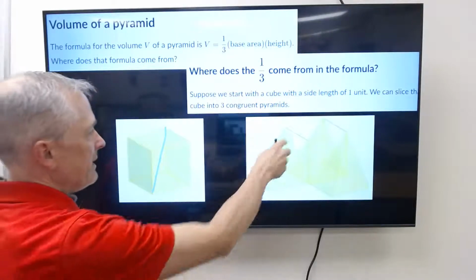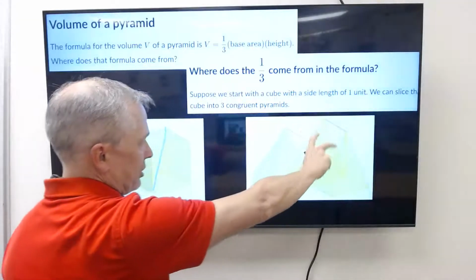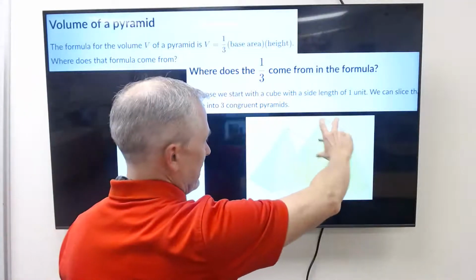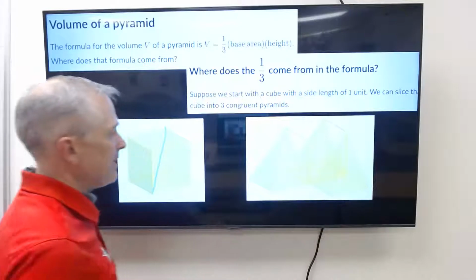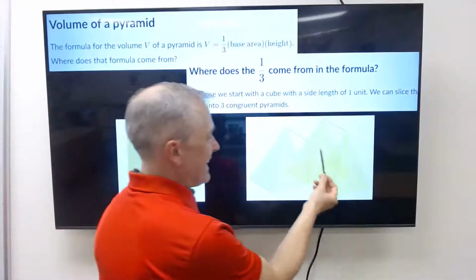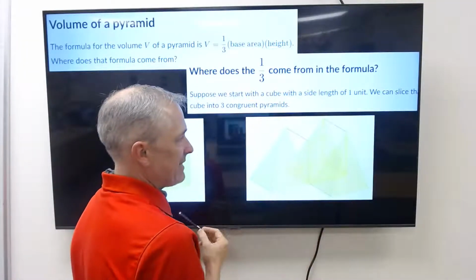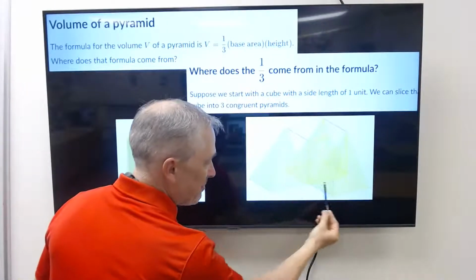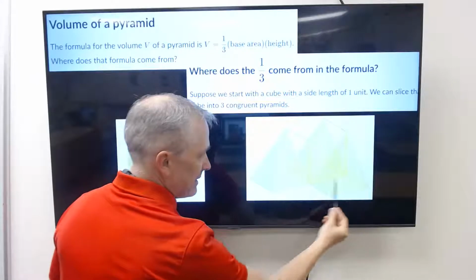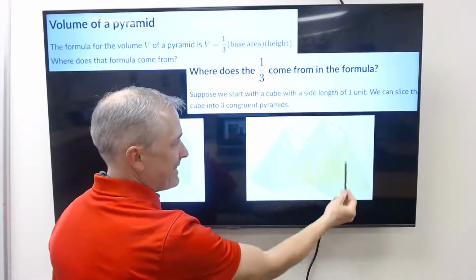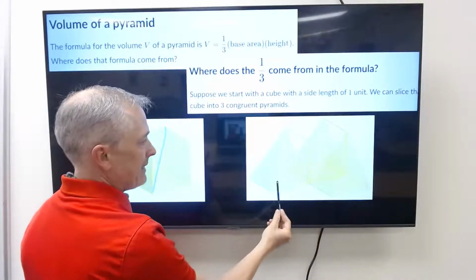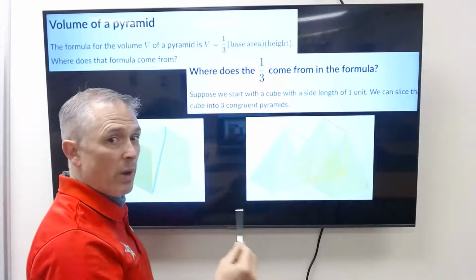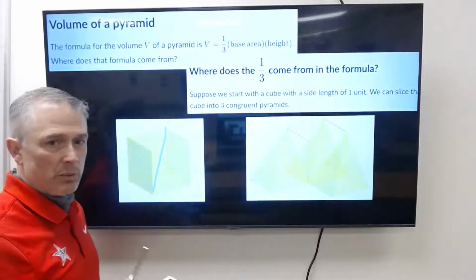And then what it does is it rotates that section out to here, and it rotates that section out to there. And so what you find is you have three identical little pyramids inside of a cube, meaning one pyramid with this same base, same base, same base, and same height is 1/3 of what the cube that would surround it would be.